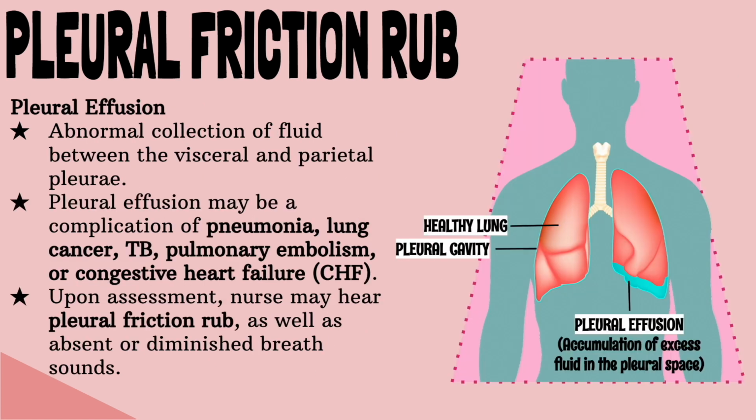Pleural friction rub can also be caused by something called pleural effusion. This is when there is an abnormal collection of fluid between the visceral layer and the parietal layer. Now, pleural effusion is usually a complication caused by something else, such as lung cancer, TB, pulmonary embolism, or CHF, just to name a few. When auscultating the lungs, the nurse may hear pleural friction rub as well as diminished breath sounds.